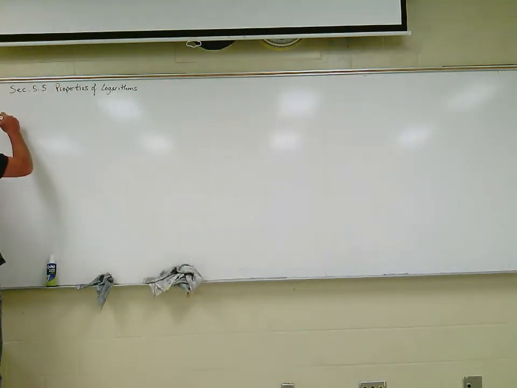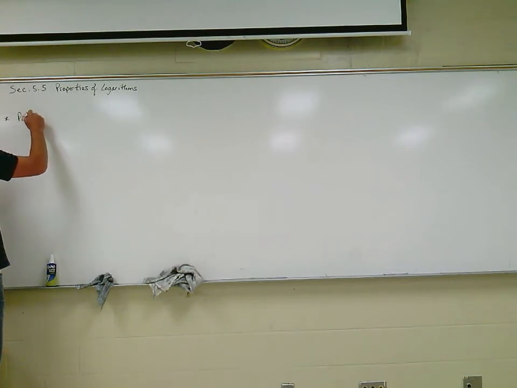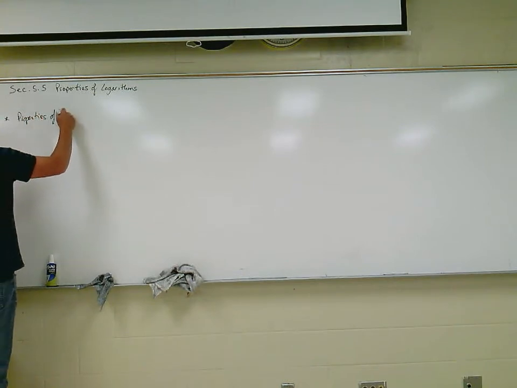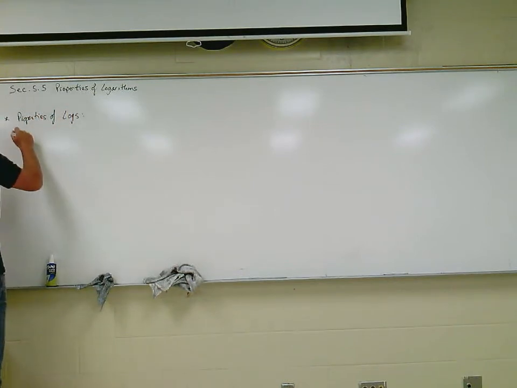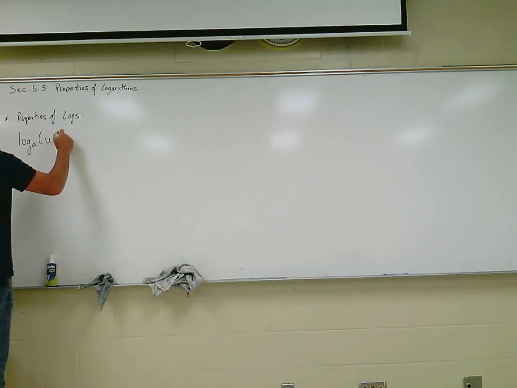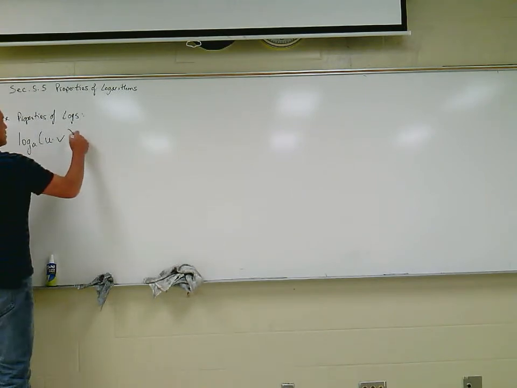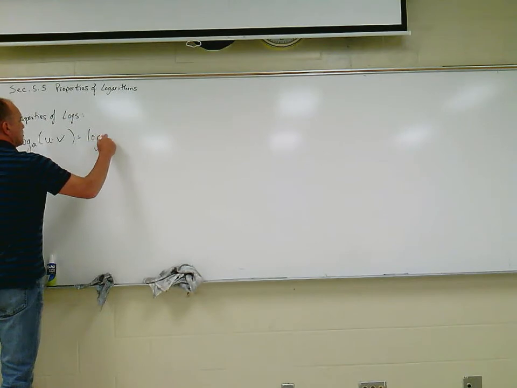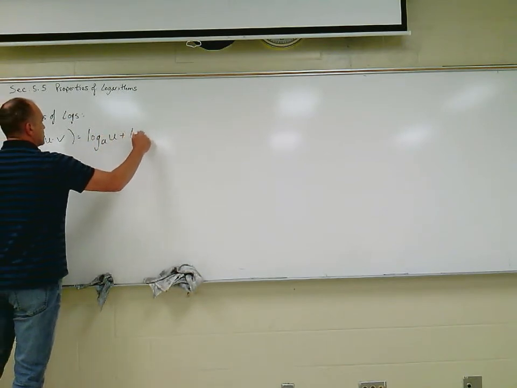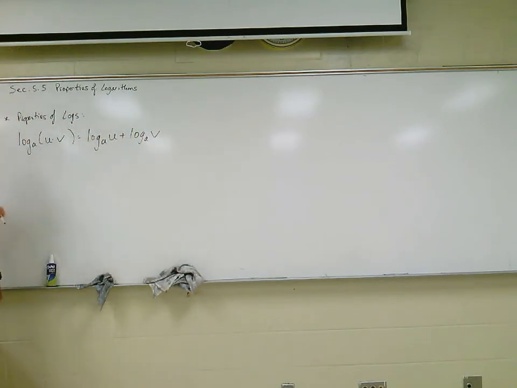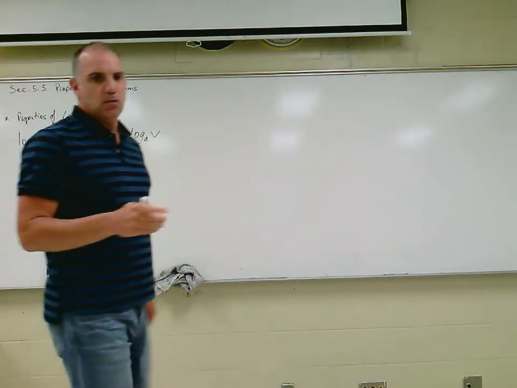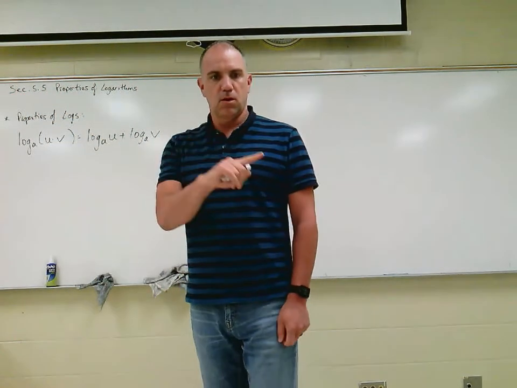So if we keep going and we add on these properties, the next one in the list says if you have a log of 2 things being multiplied, that's going to equal the same as 2 logs of addition, like this. And notice one thing to make a note of: equal signs work in both directions.